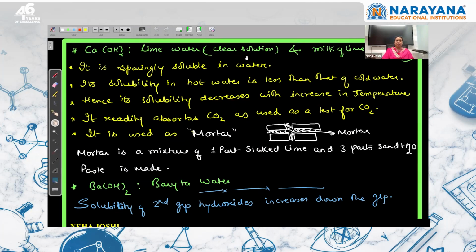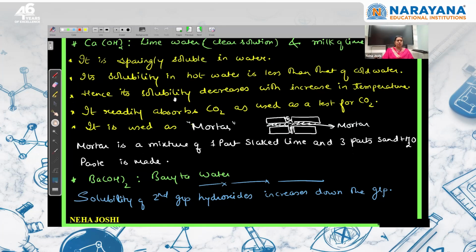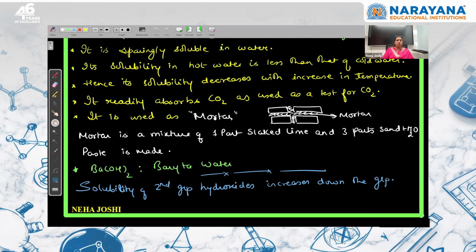Calcium hydroxide is called lime water. Suspension is milk of lime. It is sparingly soluble in water. Its solubility in hot water is less than that in cold water, because its dissolution is exothermic. Hence, its solubility decreases with increase in temperature. It readily absorbs CO2, which is why it is used in the test of CO2. It is used in mortar.